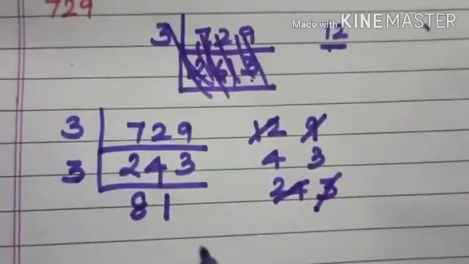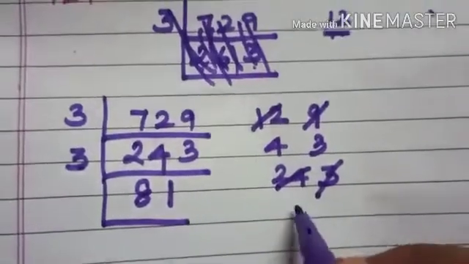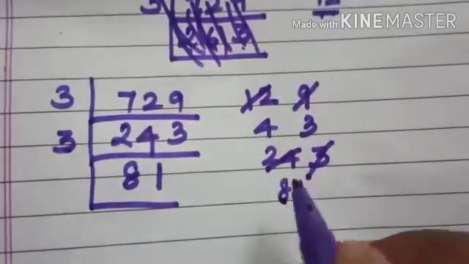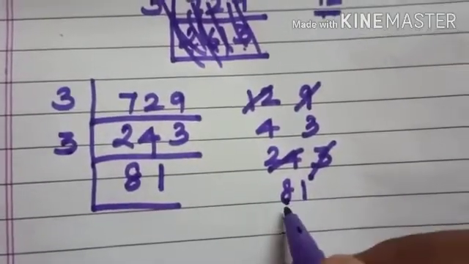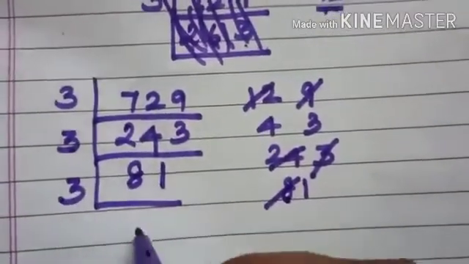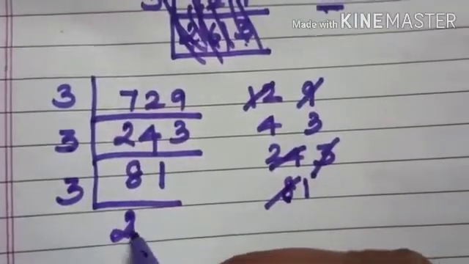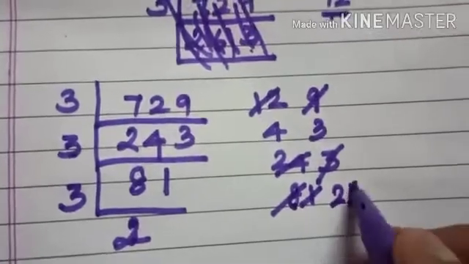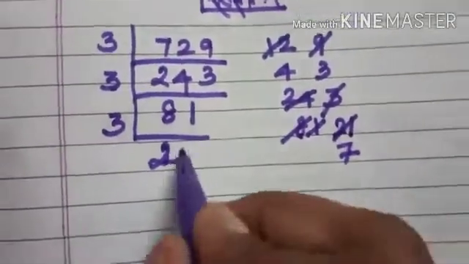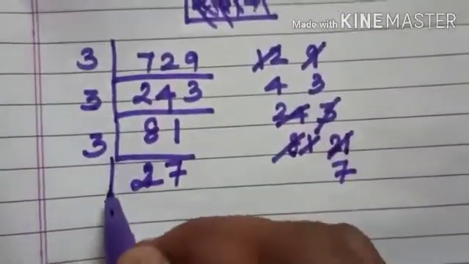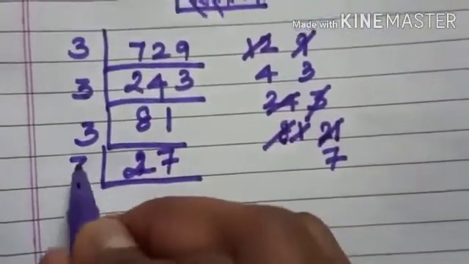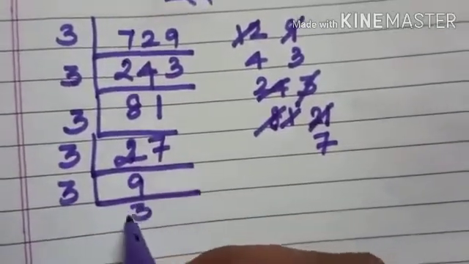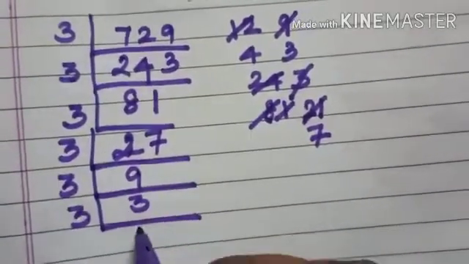Now you go with 81. 81 means 8. How many times? It seems to be 1. 3 ones are 3. 3 twos are 6. So 3 can be 2 times. 3 twos are 6, remaining 2, so this 1 becomes 21. How many times? 7 times. So now you take 27 in the 3 table, 9 times. Again 3 times and 1 time.